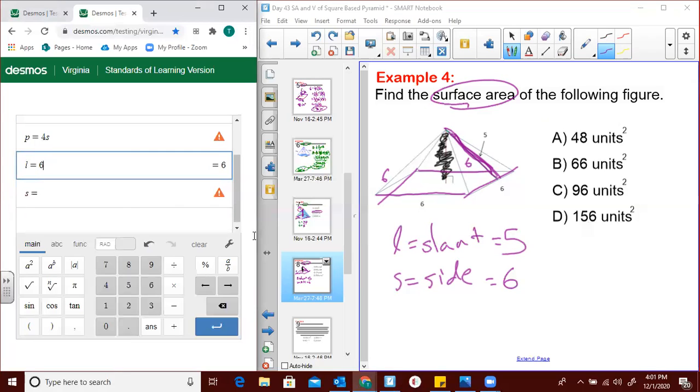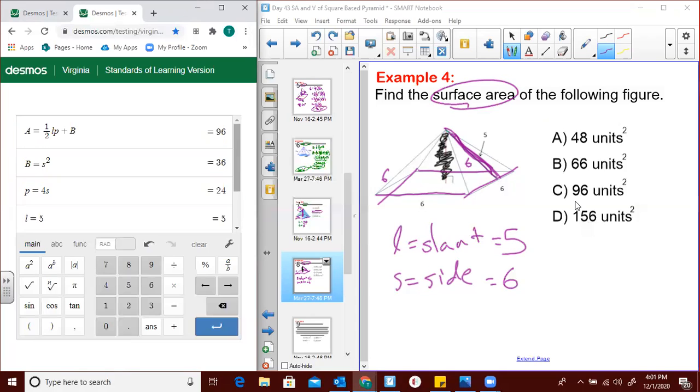Whoops, make sure you use the right number, 5 and 6. All right, scroll up to the top, and you'll see that our answer is 96 units squared. Remember, surface area is squared.